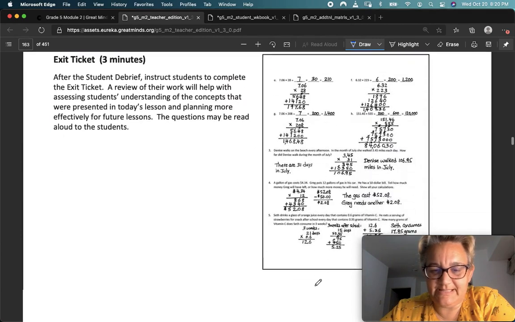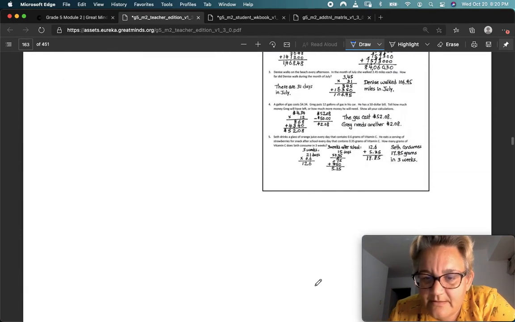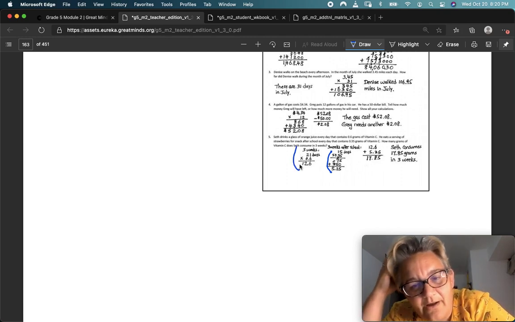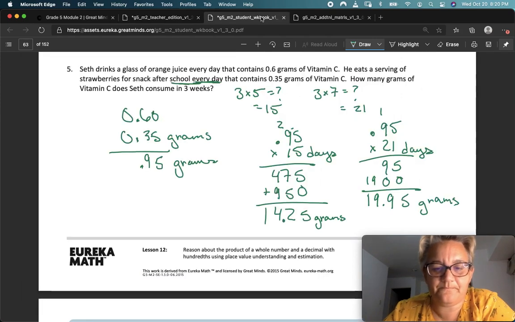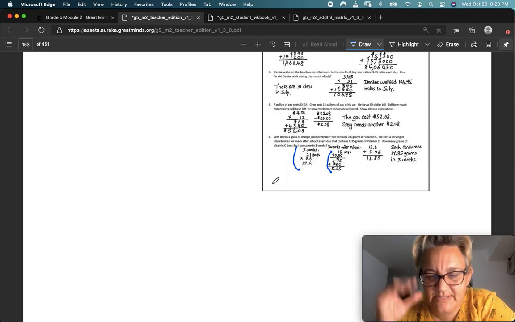Right? Aren't you curious? I'm curious. Okay, 3 weeks equals 20. Oh, look at that. They did both. 3 weeks after school. Right? Or, oh, I see what they did. That's even trickier. Tricky people. Okay, do you see what they did?